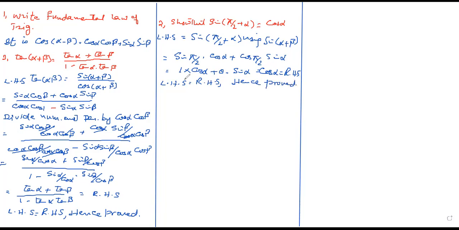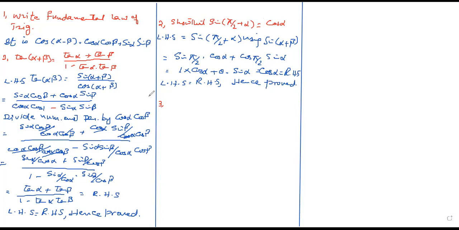Come to question number 3. One more thing I want to tell you about this. This pi by 2 is a function. It always changes sine to cosine, cosine to sine, tangent to cotangent, cotangent to tangent, secant to cosecant, and cosecant to secant. And we have to determine the sign, minus or plus, by judging which quadrant it lies in. When it comes to business, I will tell you.